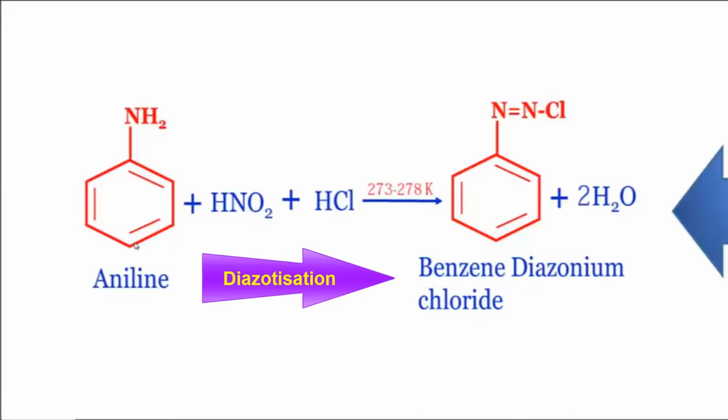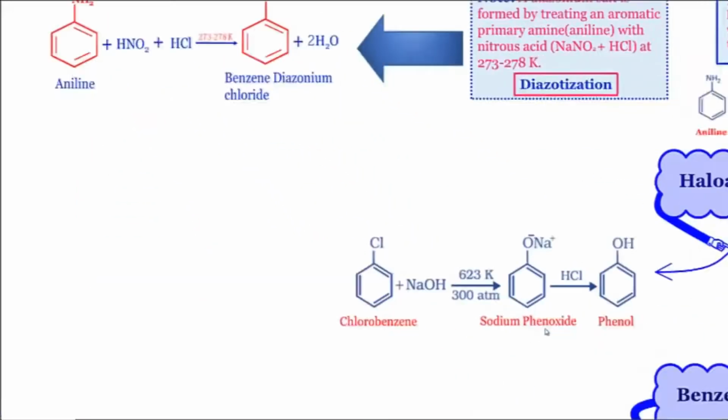So now how to obtain phenol? This we have already studied. From benzene diazonium chloride, we just need to warm it either with water or with dilute acid to obtain phenol. So this is the third method of obtaining phenol. This is again an important question for 2 marks.